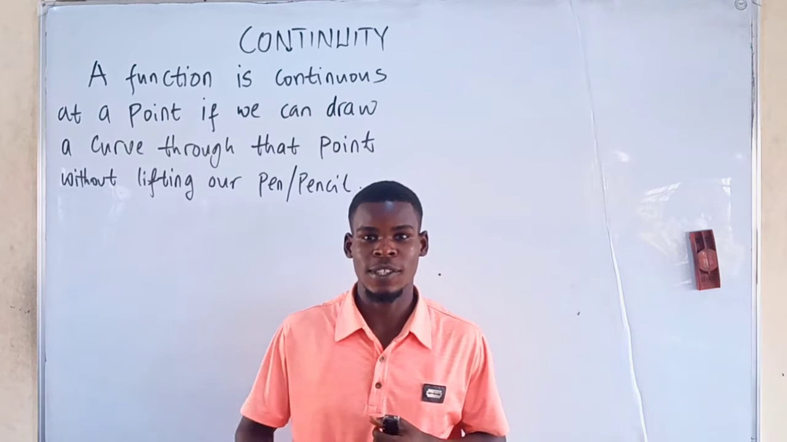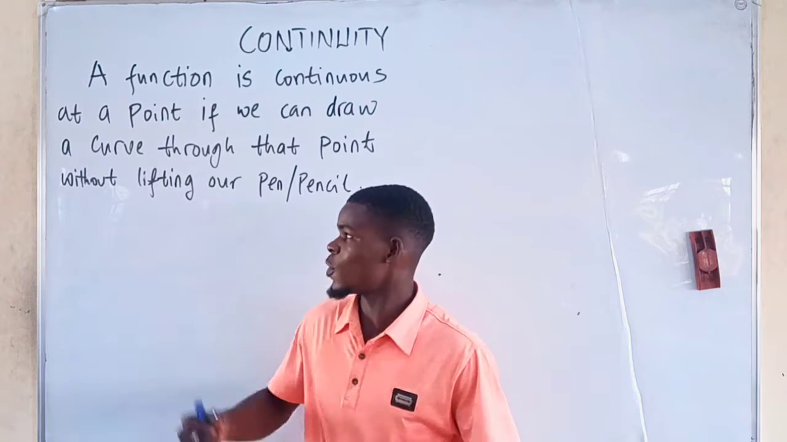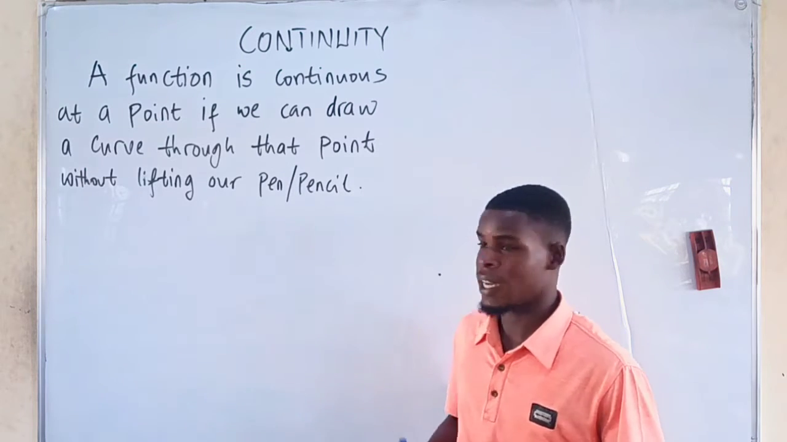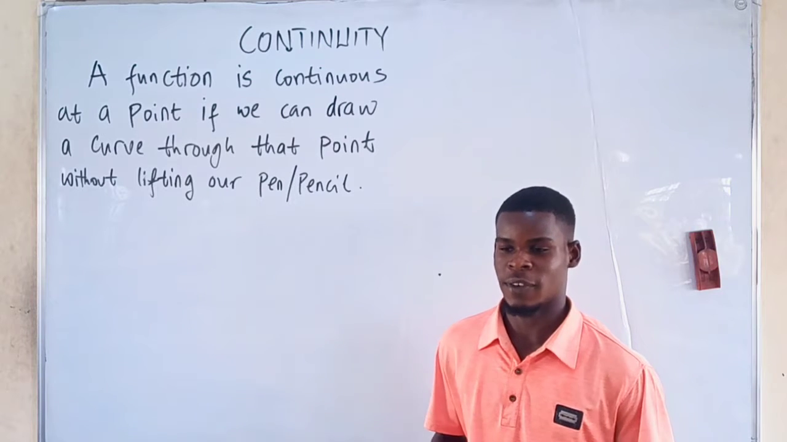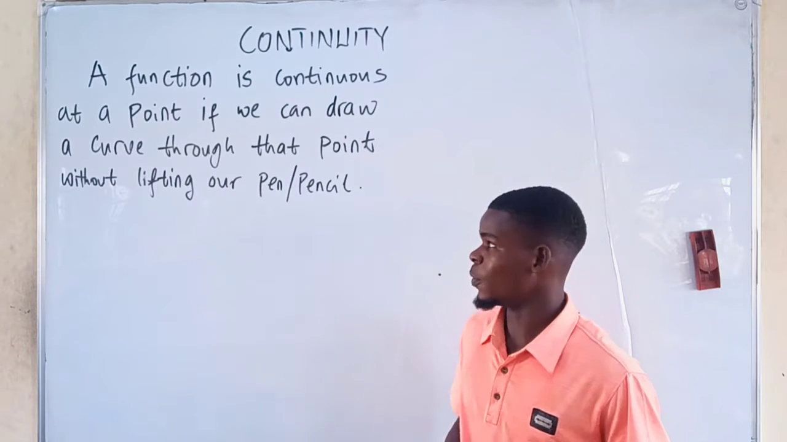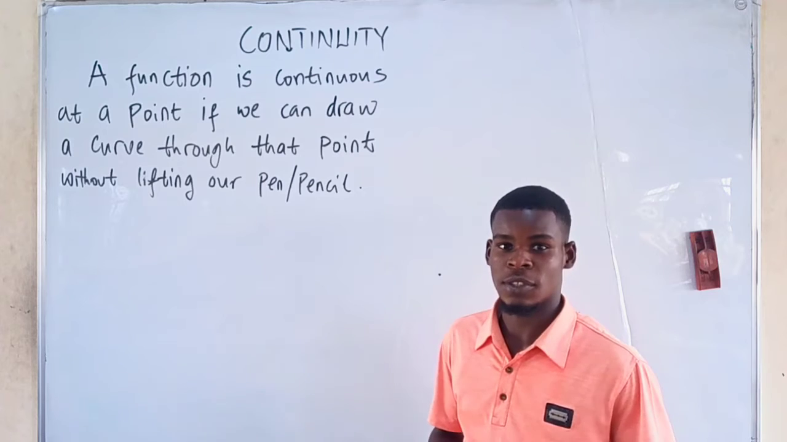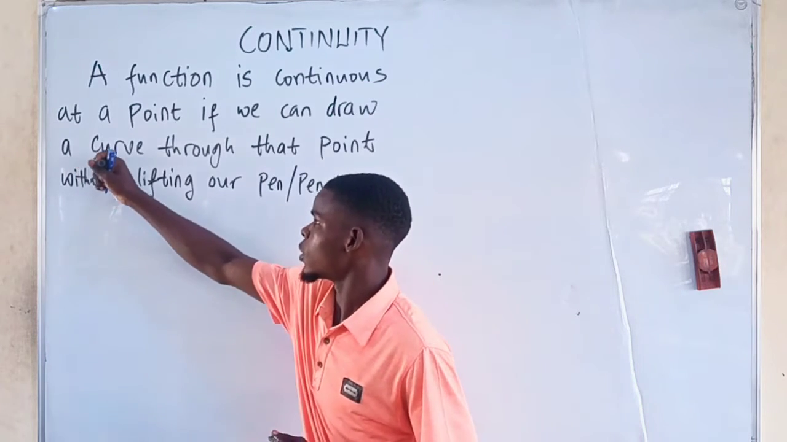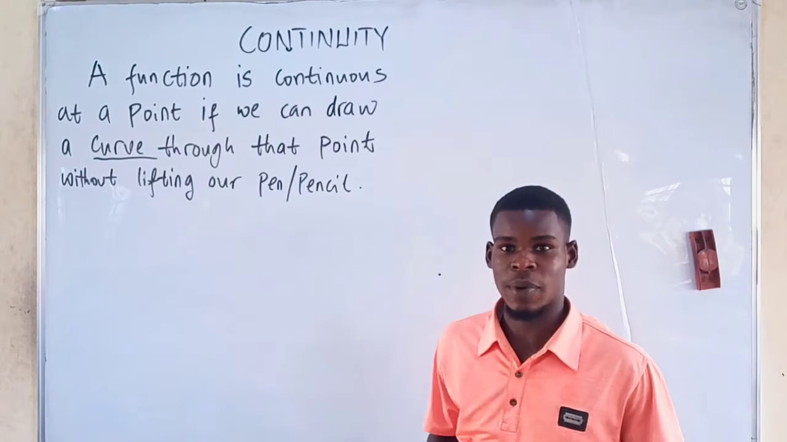Now in this video, we're going to look at continuity of functions. I'm going to give you a very primary kind of definition first. Then after that, we'll look at a slightly more formal definition, which is a little bit rigorous. A function is continuous at a point if we can draw a curve through that point without lifting our pen.